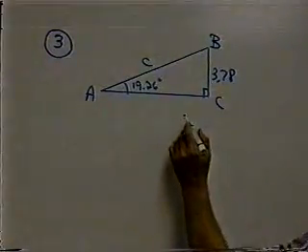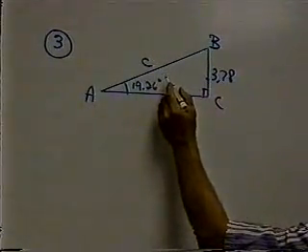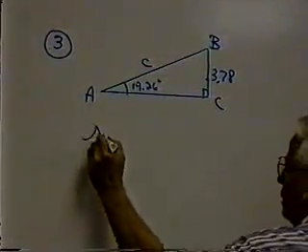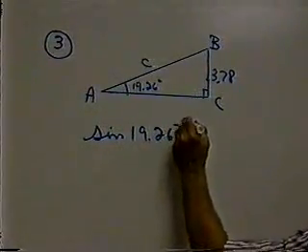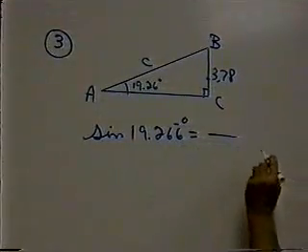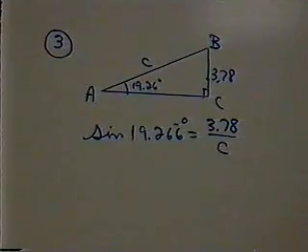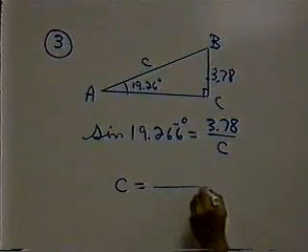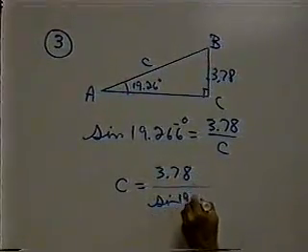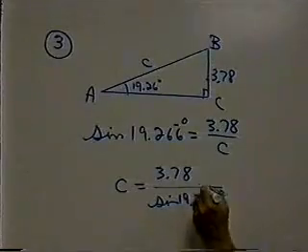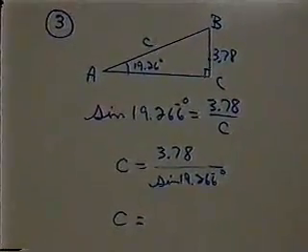They give us this, they give us that, go find that particular part of the triangle. Well, that's a very simple process. Here's an angle. This is what? Opposite. This is a hypotenuse. And that's the sine of 19.266 degrees is equal to the side opposite over the hypotenuse. Therefore, C is equal to 3.78 divided by the sine of 19.266. And so you calculate C and get that answer.